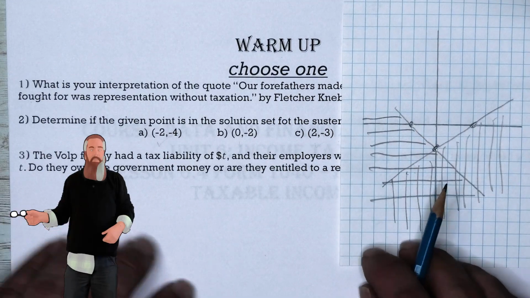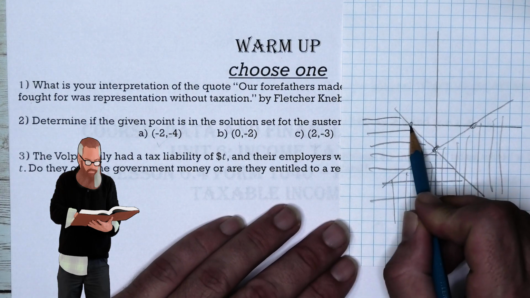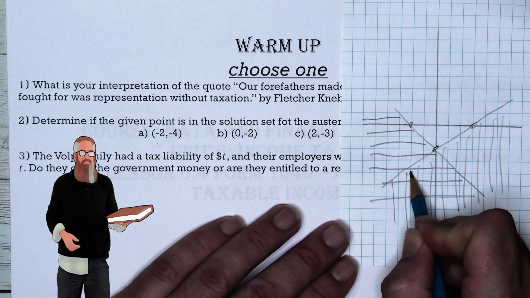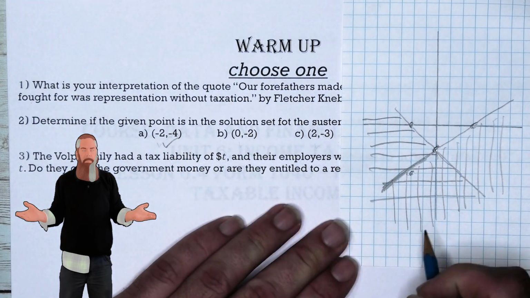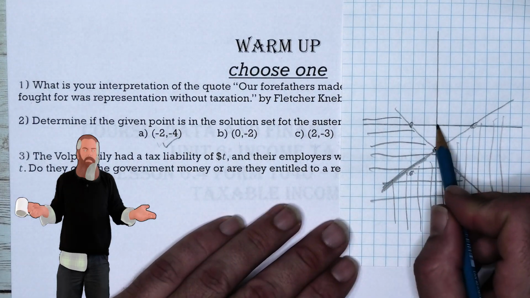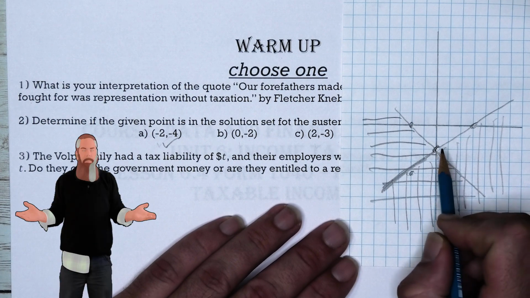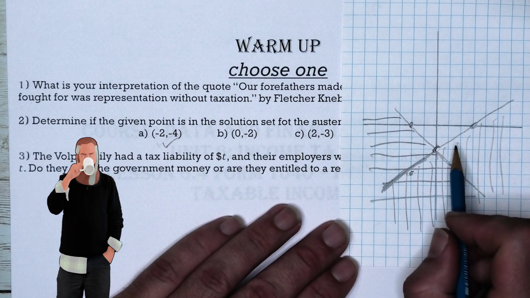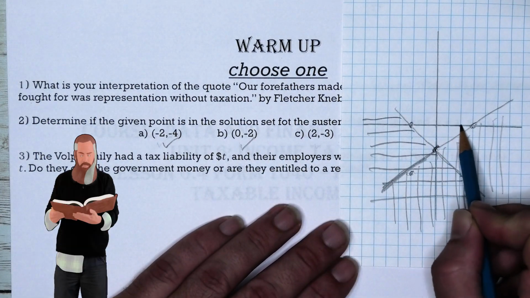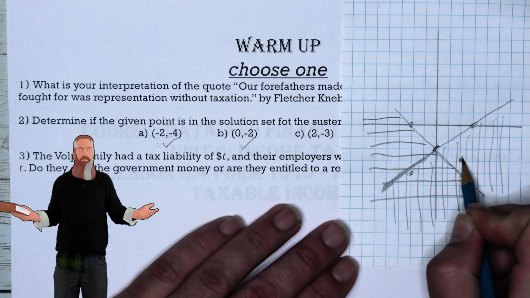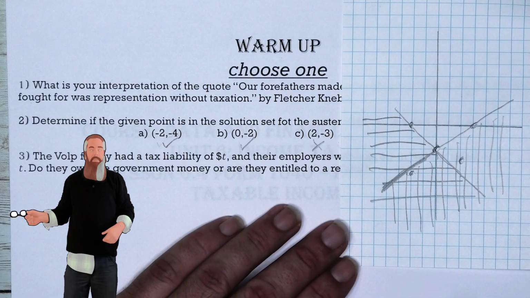Now, looking at the graph, we can look at these points. When x is negative 2 and y is negative 4, are we in the double shaded area? Yes, we are. So this is an answer. When x is 0 and y is negative 2, are we in the double shaded area? Yes, we are. We are in the intersections because both of these have equal signs. So that is in. And when x is 2 and y is negative 3, we're only in one of the shaded areas, so this is not an answer.